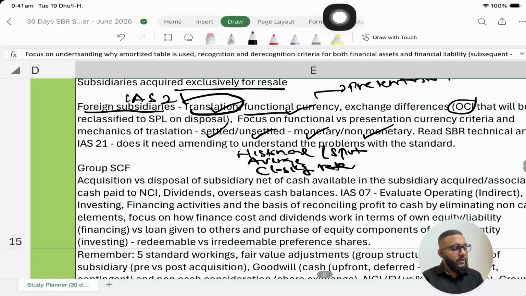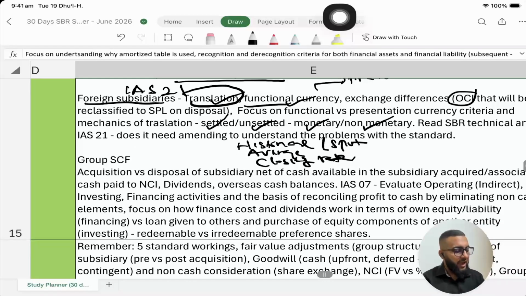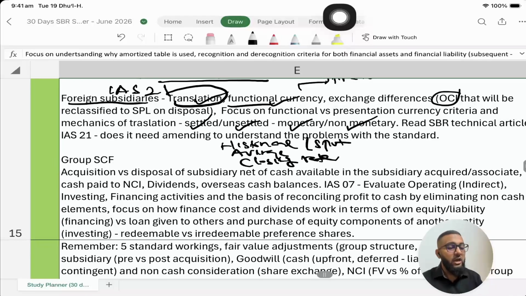Right. The group statement of cash flows: acquisition versus disposal of a subsidiary, net of cash available in the subsidiary acquired. So when you are acquiring a subsidiary or disposing of a subsidiary, how the cash that was in the subsidiary is going to play a role, right?